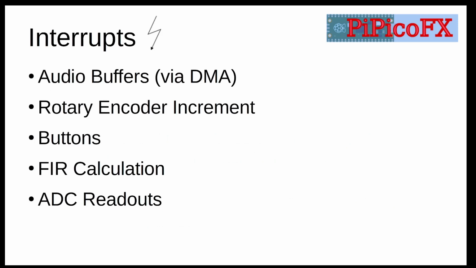What interrupts do we have? Audio buffers, of course. There's a little audio buffer of 16 samples, which is filled using direct memory access. Then we have the rotary encoder increment, which generates an interrupt when you press a button, and of course when the FIR calculation needs to be made, and also obviously for the ADC readouts.